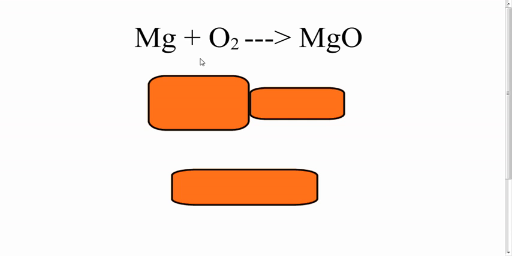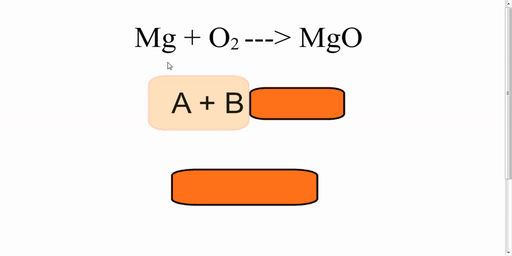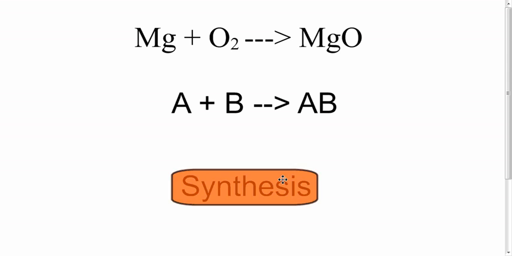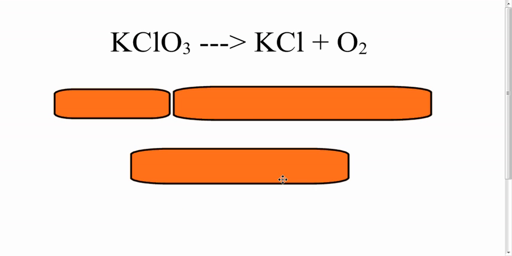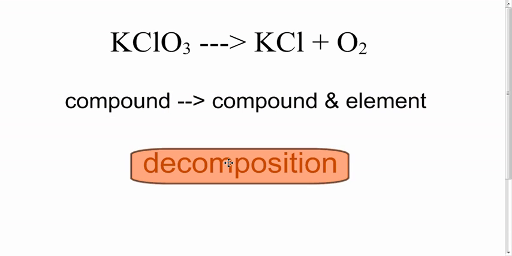Here, I've got two elements, A and B, forming AB. That's what makes this a synthesis reaction. Now, I've got one compound, potassium chlorate. It's making two simpler compounds, potassium chloride and oxygen gas, and that's what makes this a decomposition reaction.